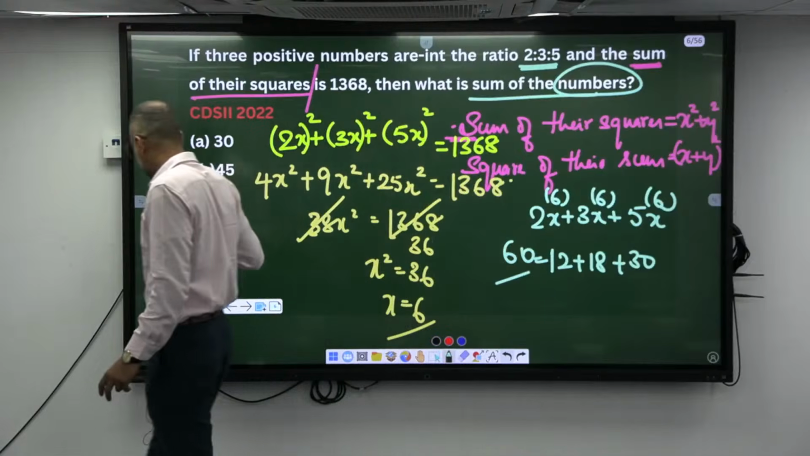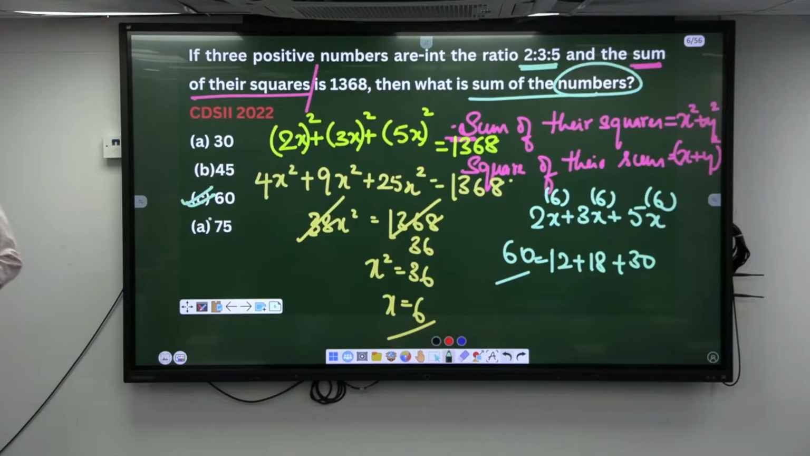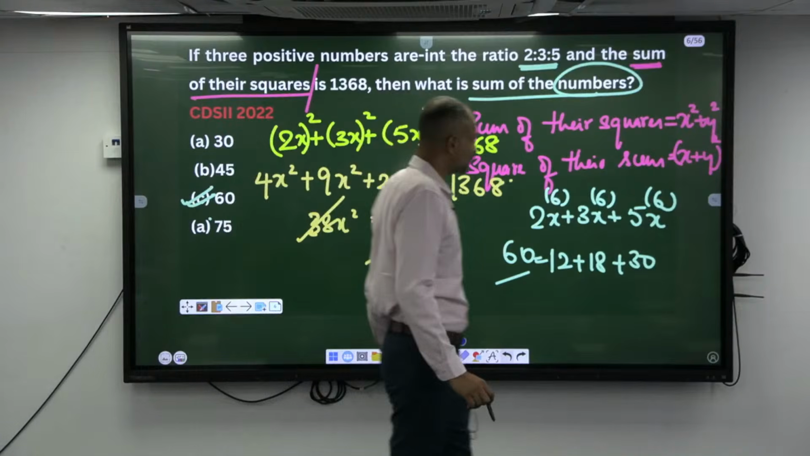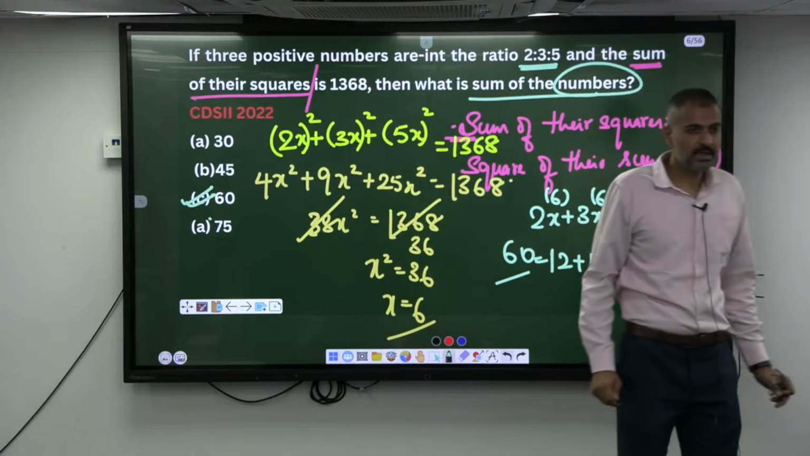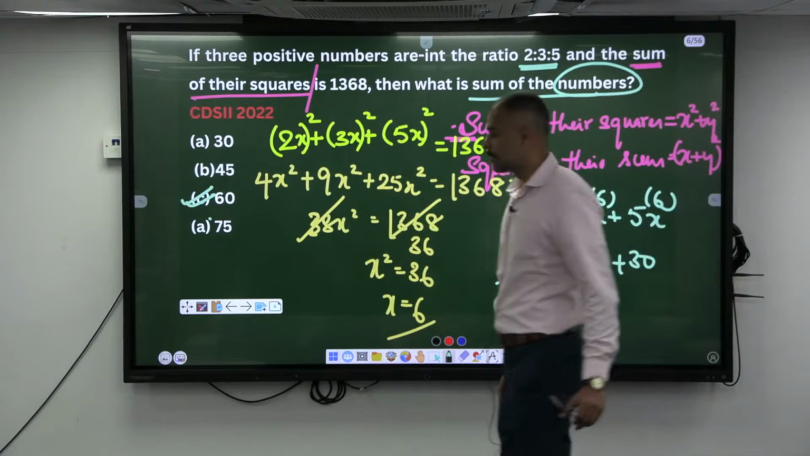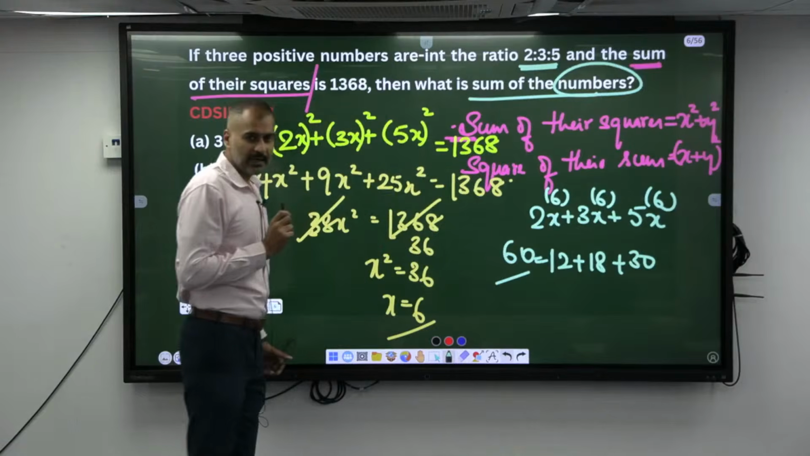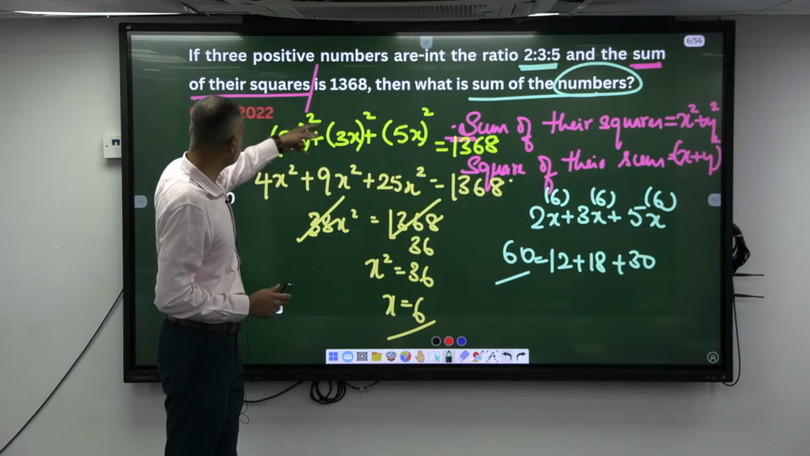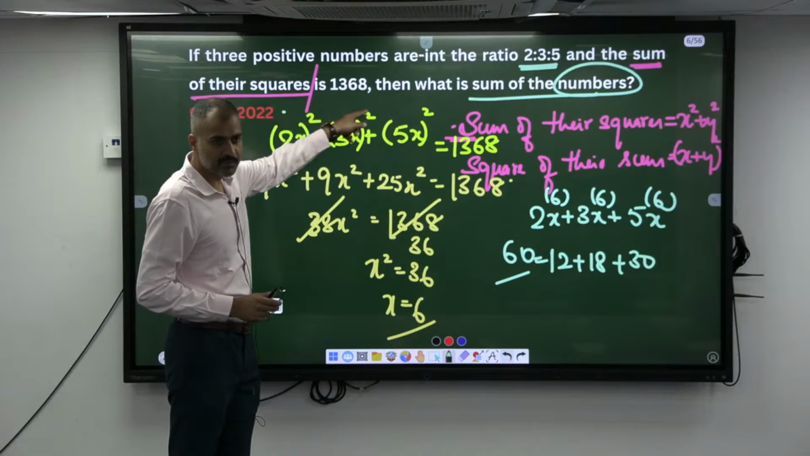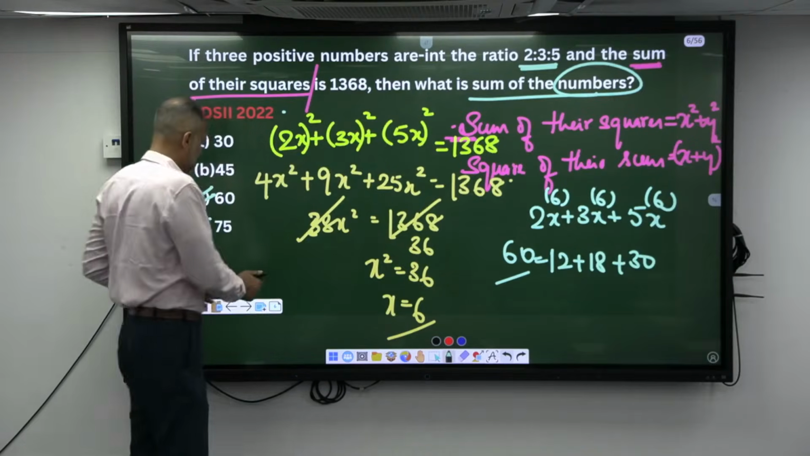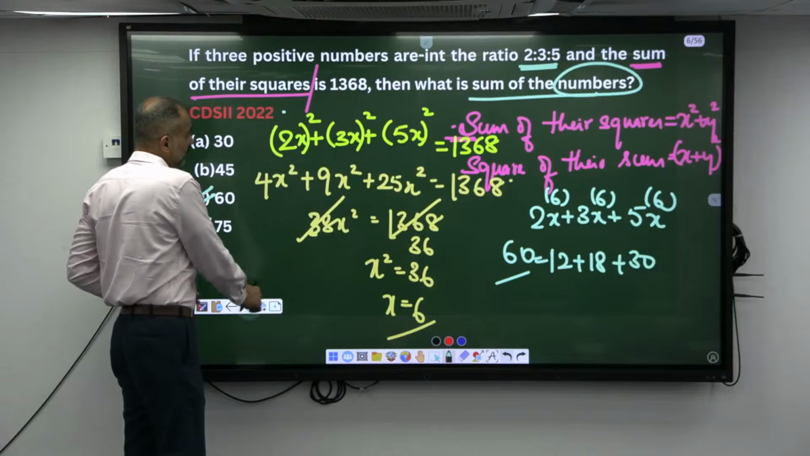Okay. Again, one of the basic questions. He might give you this one. Three people's salary is in the ratio 2:3:5. Sum of the squares of their salary is 1368. Find the sum of their salary. Or else, what is the difference between A and B's salary?